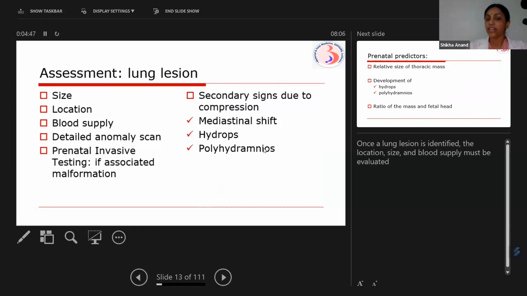Then we need to look for the secondary signs, which may occur due to compression by the mass effect. So there can be mediastinal shift leading to shifting of the heart to the opposite side. Also, because of the mass effect, with pressure on the inferior vena cava and direct compression on the heart, there can be development of hydrops. And then compression on the esophagus impairs amniotic fluid swallowing, and this leads to polyhydramnios. So all these signs need to be looked for.